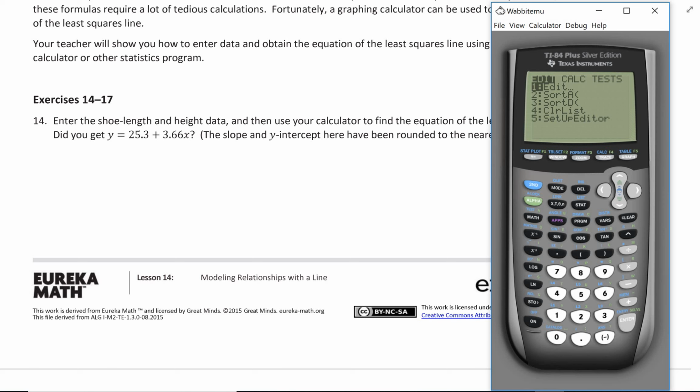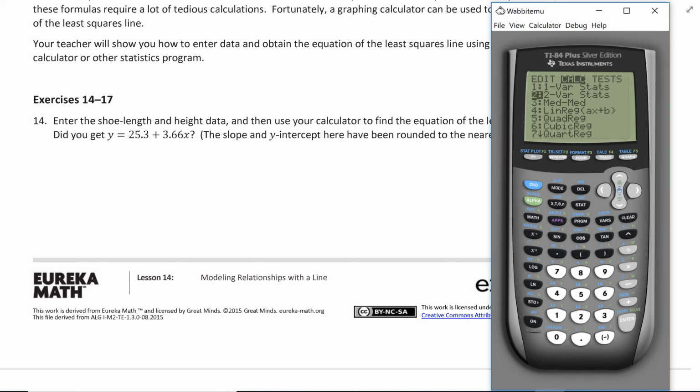Now, instead of hitting Edit, scroll over to Calc. This is the page we're going to use for anything in terms of regression. Now, I need to create a linear equation. We already know it should be in y equals mx plus b form.